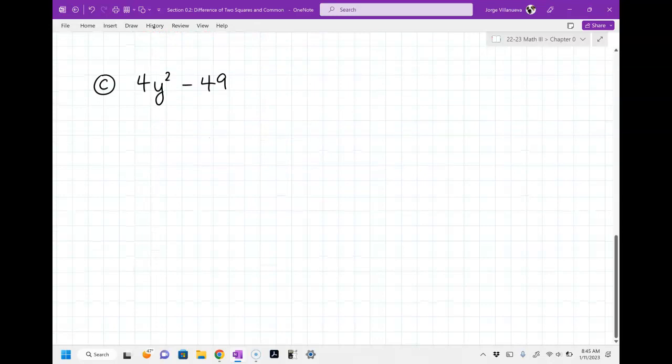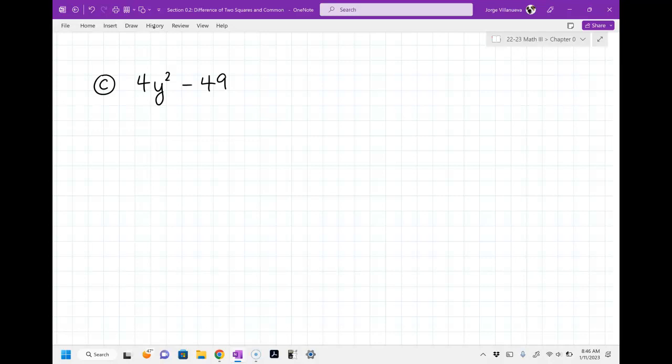So 4y squared minus 49. Usually when you see a lot of numbers, you think, okay, maybe I can factor something out. But 4 and 49 do not have anything in common other than a 1. And you don't want to factor a 1 out. That's just a waste of time. Okay? They don't have anything in common.